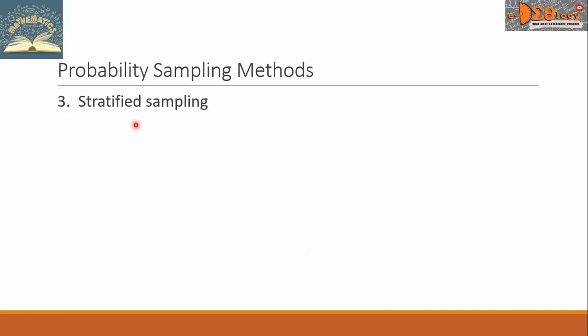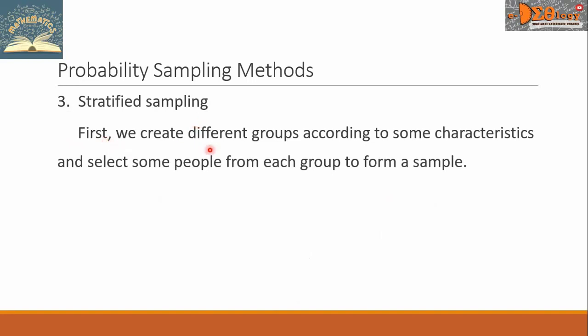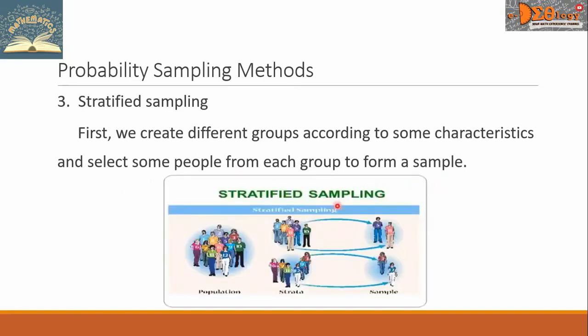Number 3 is stratified sampling. First, we create different groups according to some characteristics and select some people from each group to form a sample. Here is a picture of stratified sampling. The population is here, and the population is divided into groups that we call strata. For every stratum, a sample is chosen.